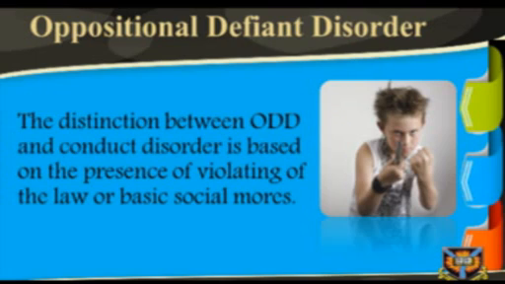The distinction between ODD and conduct disorder is based on the presence of violating of law or basic social mores. Children with ODD do not engage in repeated physical aggression, property destruction, theft, or deceit. Both disorders tend to occur in sequence and are associated with problems in understanding and solving interpersonal problems. Both disorders are also associated with increased risk for antisocial behavior in adulthood.